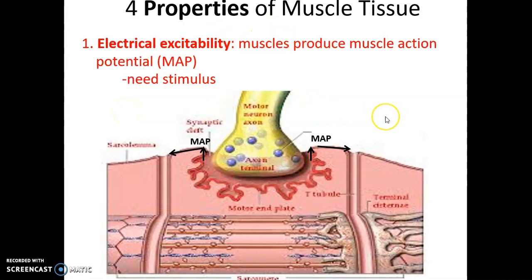All right, four properties of muscle tissue. First up is electrical excitability. So muscles react to an electrical stimulus, to a stimulus from a neuron, usually. So electrical excitability, the muscle receives a signal from the neuron, and then the muscle generates an electric current, a muscle action potential along its plasma membrane.